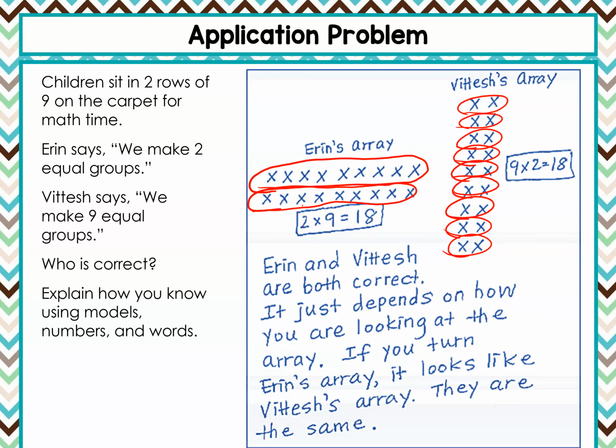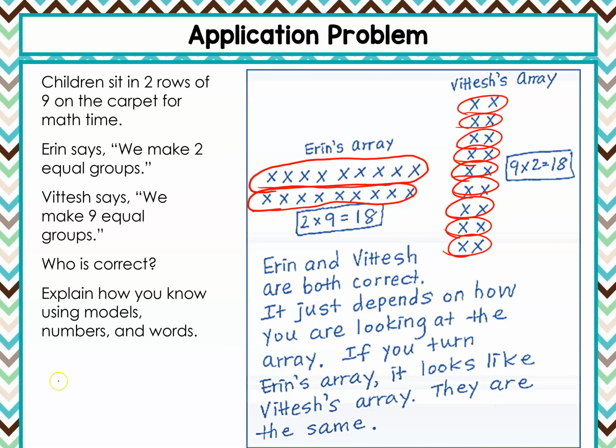No, like it says here, both of them are correct. It just depends on how you are looking at the array. Because if you turned either of them on their sides, they'd look like the other person's. So they were just looking at it differently. Okay, and the problem, so there's the same number of students. In both of these situations, there are how many students? 18. They were just looked at a little bit differently.